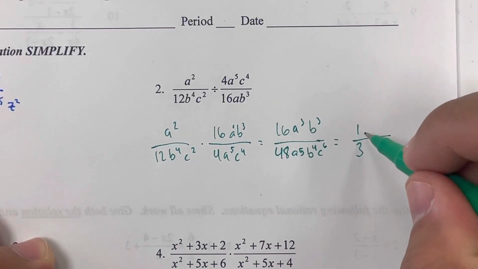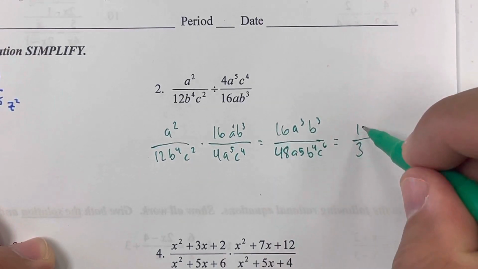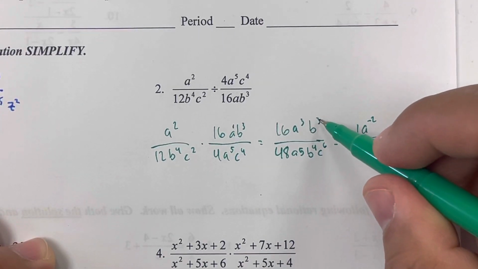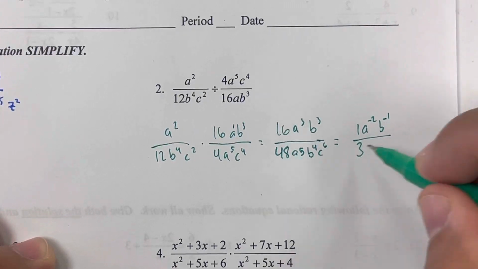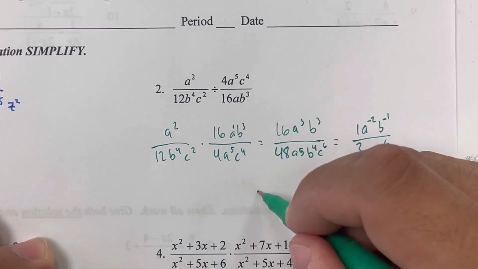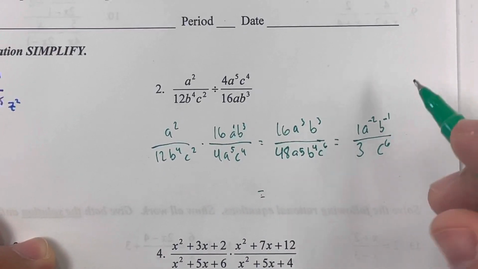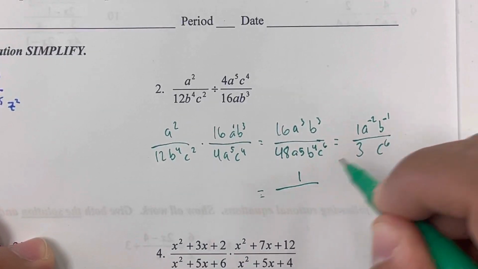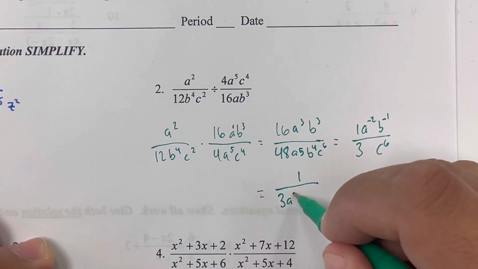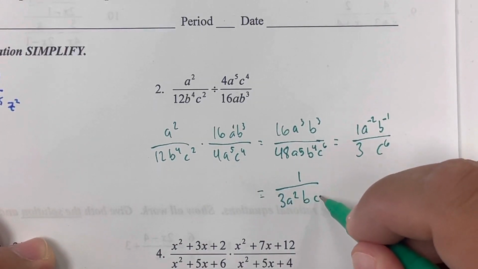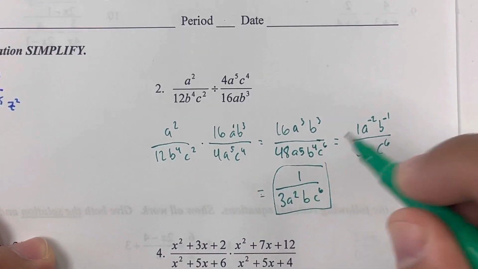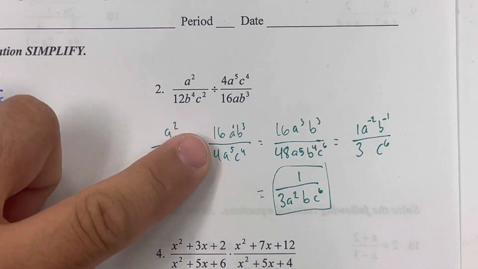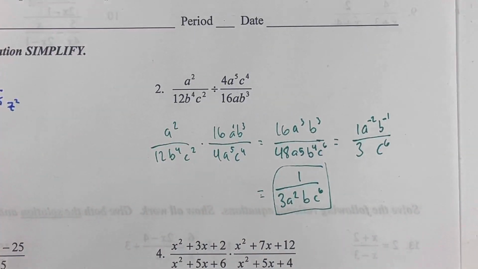3 minus 5 is negative 2. 3 minus 4 is negative 1, and then the c to the 6 stays there. And last thing, we see we have these negative exponents, so the a and the b go to the bottom, so we leave the 1 at the top, and it's going to become 3a squared b and c to the 6th. Let me just verify that everything I did is correct. Looks good. Yeah, no issues.